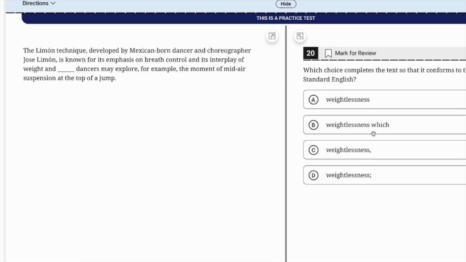Another one that is kind of in the same category. So once again, going to pay attention to the number of independent clauses. So the Limón technique, I'm going to cross that out, is known for its emphasis on breath control and its interplay of weight and weightlessness. Dancers may explore, for example, the moment of midair suspension at the top of a jump. And we can even simplify it a little bit more by taking out these prepositional phrases: of a jump, at the top, of midair suspension.